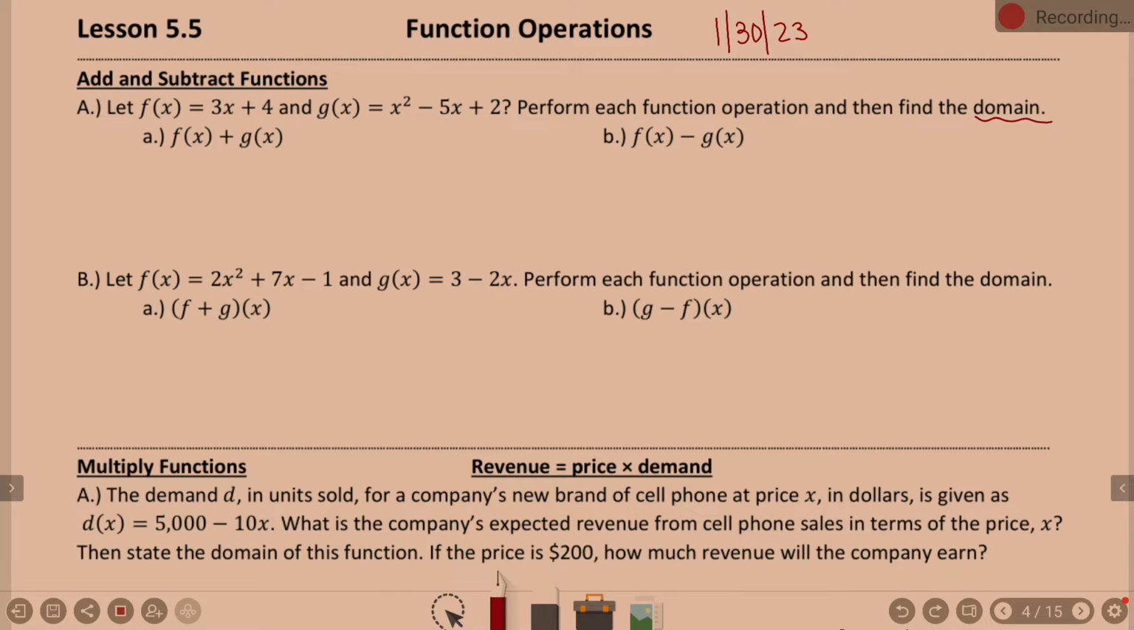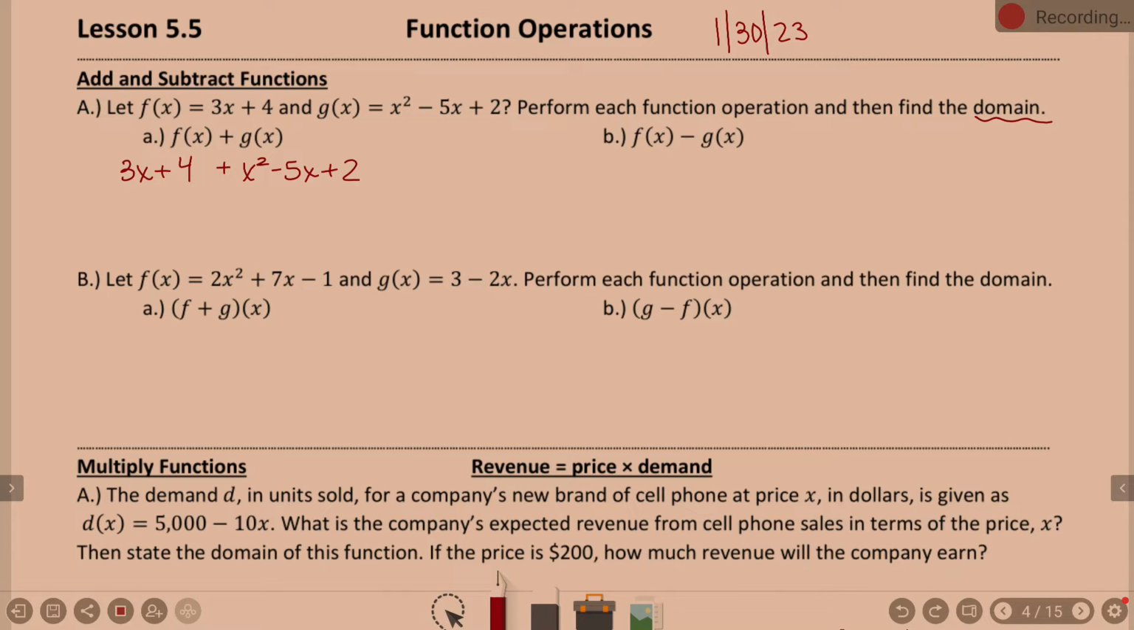But very basic, guys. F of x plus g of x. How do you think we add f of x plus g of x? Okay. So what is f of x? F of x is 3x plus 4. And then it says to add g of x. So what is g of x? X squared minus 5x plus 2. How do I clean that up? Yeah, combining like terms, right?